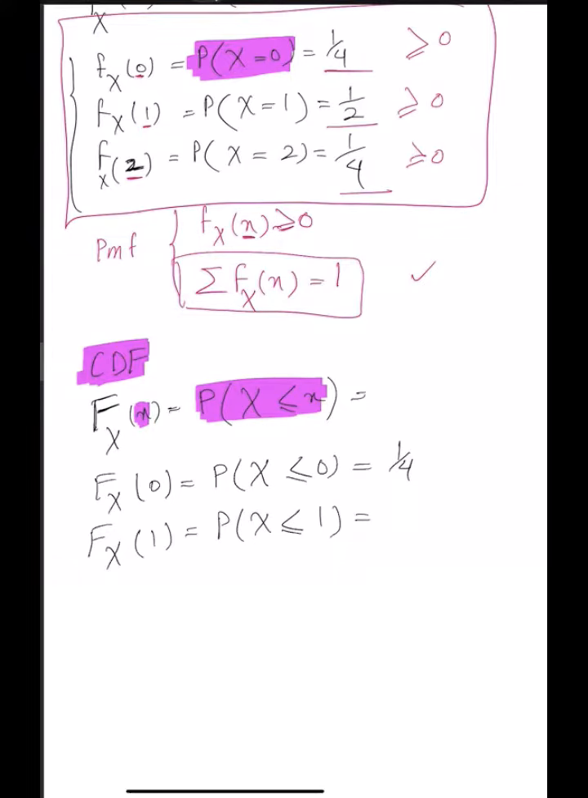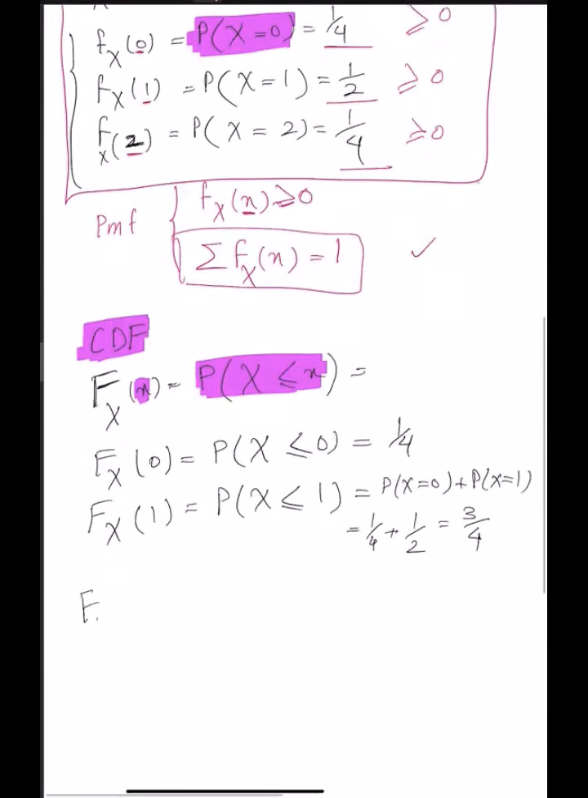What is that? 0 over 4? 1 over 4 plus 1. Exactly. So it's 0 plus 1, which is 1 over 4, plus 1 over 2, which is 3 over 4. And then f of x2 less than or equal to 2, which is probability of x equals 0 plus probability of x equals 1 plus probability of x equals 2, and that's 1.